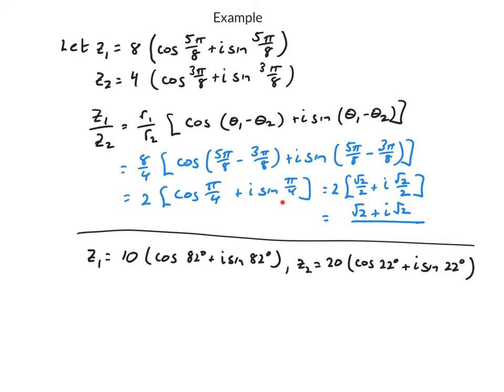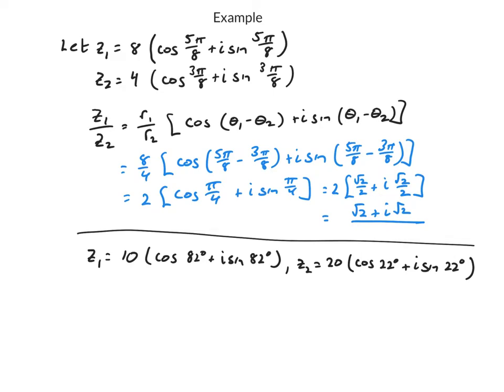In this case, if I want the rectangular form, the cosine and sine of pi over 4 are both square root of 2 over 2. So I have 2 times the square root of 2 over 2 plus i times the square root of 2 over 2. When I distribute the 2 inside here, I'll get square root of 2 plus i square root of 2. So there is the rectangular form of the quotient of those two complex numbers.